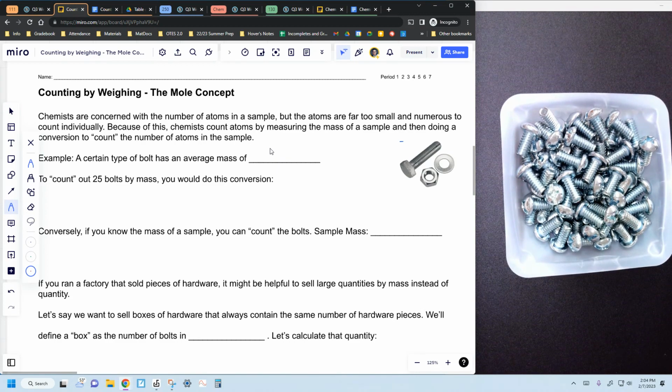It happens to be 4.227 grams. Okay. I'm going to set that up as an equivalent statement for converting. So I'm going to say 4.227 grams equals 1 bolt. That is the mass of 1.